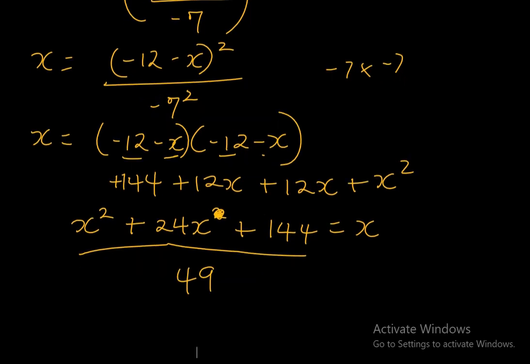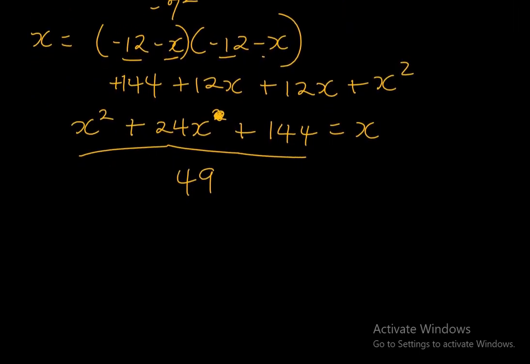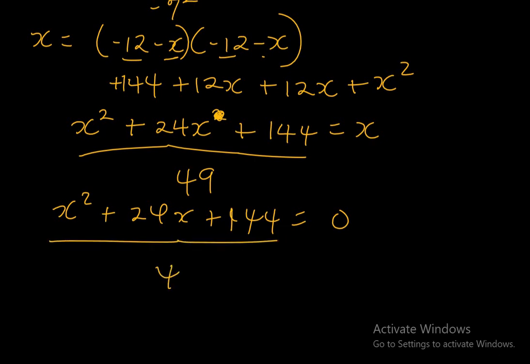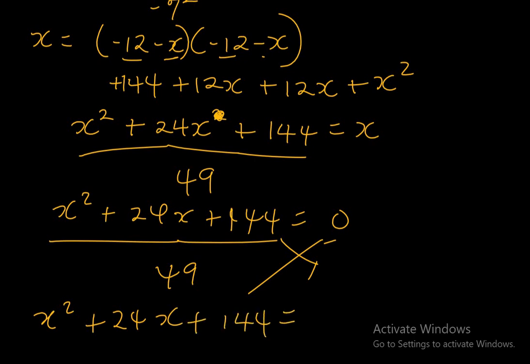Now we've gotten to this step. To find the roots of the equation, we need to set the equation equal to 0 and solve for x. It will now give me x squared plus 24x plus 144 equal to 0 over 49. Cross multiply. If you cross multiply, it will give me x squared plus 24x plus 144 equal to 49 times 0, which will give me 0.